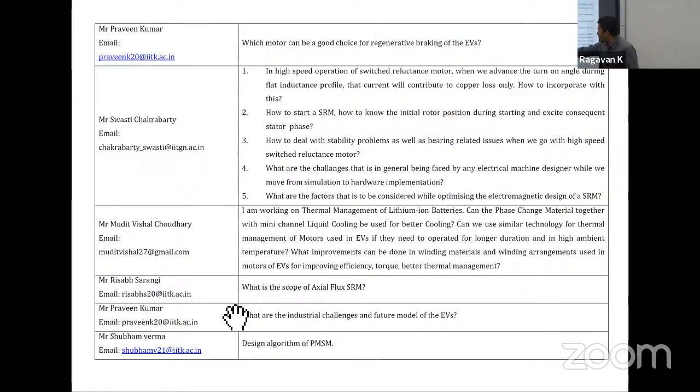Rishabh, okay. But no, we got that, right? Axial flux. We got the axial flux. So this one is, yeah, so we can go.